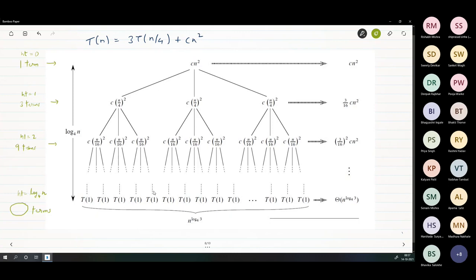It should be easy. At height 0 we have 1 term. At height 1 we have 3 terms. Height 2 we have 9 terms. Height log n to the base 4, how many terms should we have?